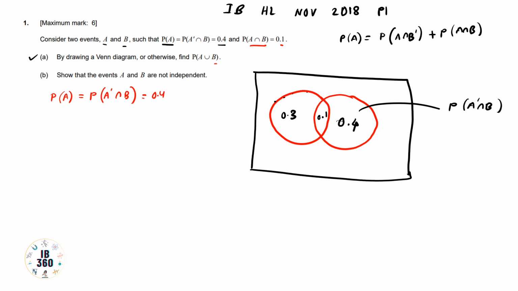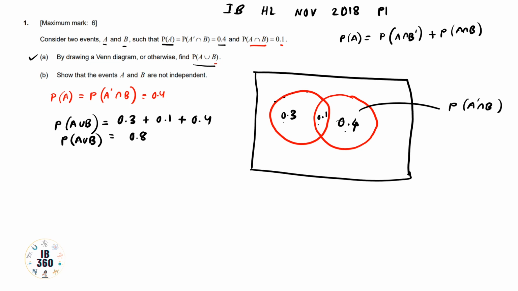So now we have to find out P of A union B. Now P of A union B is basically nothing but all the three values added. So 0.3 plus 0.1 plus 0.4, just add the values, that is 0.8. This will be the value of P of A union B.